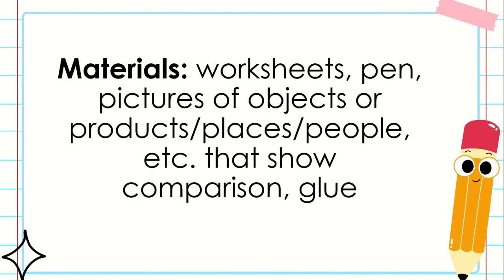Activity number 3, title, Good, Better, Best. Materials: worksheets, pen, pictures of objects or products, places, or people, etc. that show comparison, and glue.